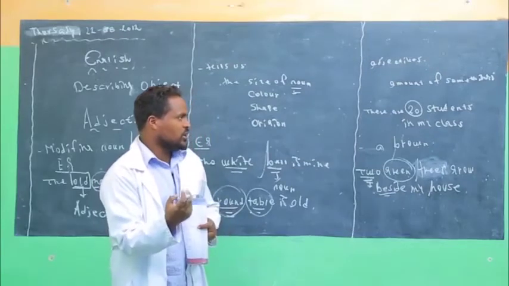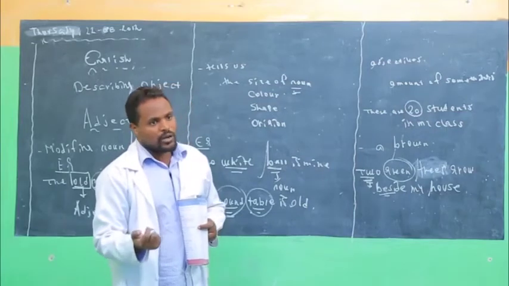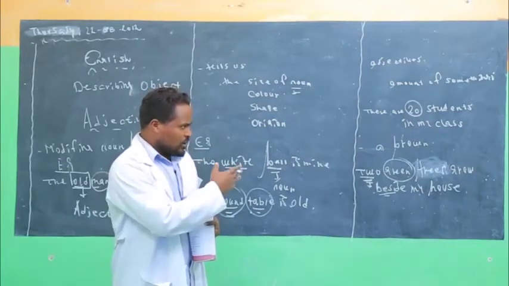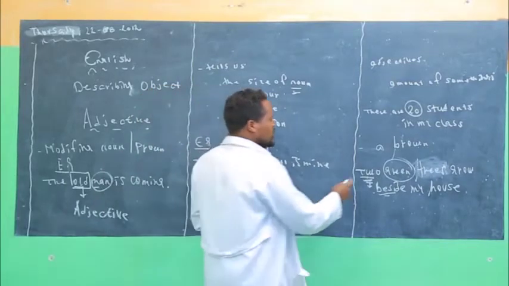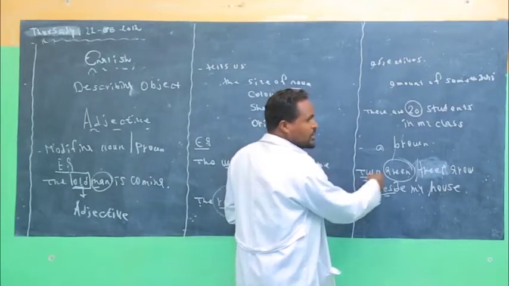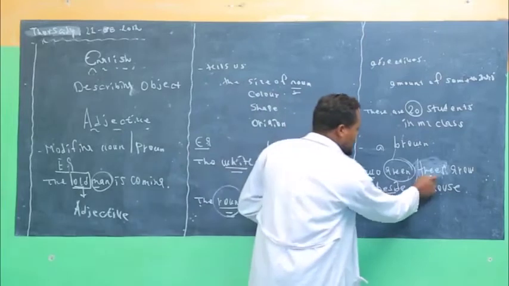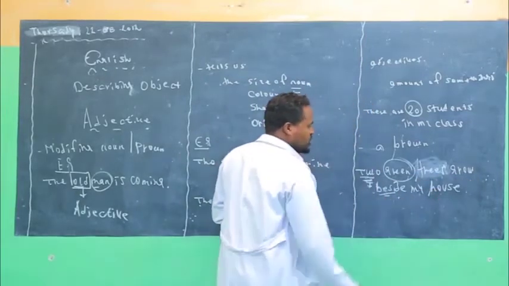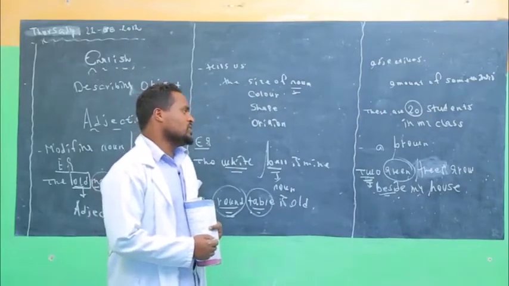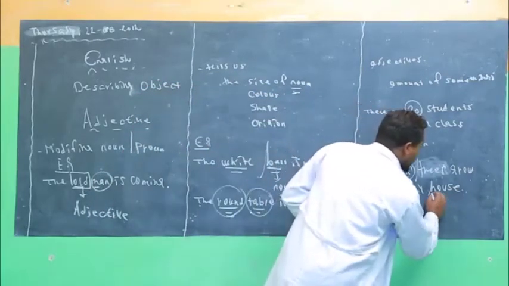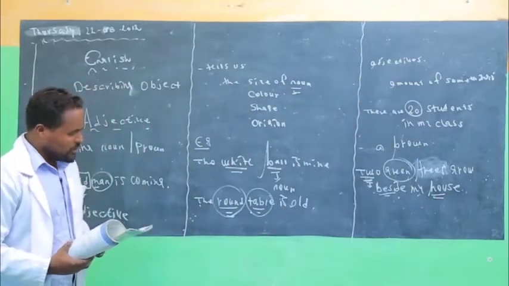In this sentence, there are two adjectives. In a sentence, we can have one or more adjectives. Two is an adjective of number. Green is an adjective of color. Trees is the noun. Grow is the verb. Beside is a preposition. My is a pronoun used as a possessive adjective. House is another noun. So, in a sentence, we can have two or more adjectives.